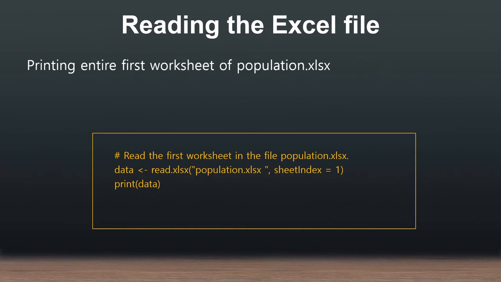After that, it is simple to read. The statement is read.xlsx("population.xlsx", sheetIndex = 1). The sheet index indicates which sheet you are going to access. By default in Excel you will see there are 3 sheets: sheet 1, sheet 2, sheet 3. So you have to mention which index. I'm going to print the first sheet, so I have used sheetIndex equal to 1. Printing the data, it will print the first sheet data.